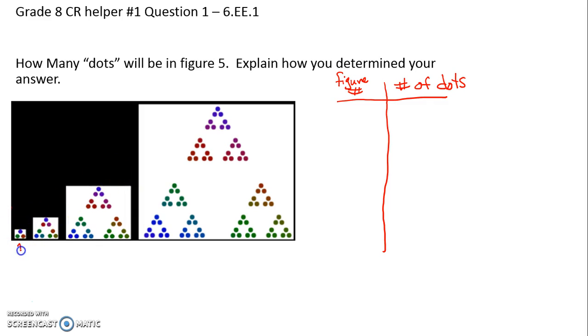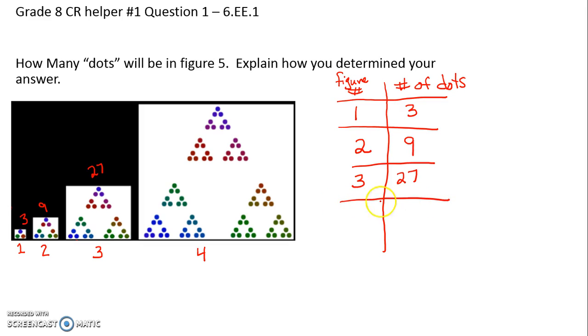So let's just call this figure number 1. This could be figure number 2, figure number 3, figure number 4. So if I look in figure number 1, there's 3 dots. Figure 2, there's 3, 6, 9 dots. In figure 2, there's 9 dots. Figure 3, it appears to now in this section, 3, 6, 9, 3, 6, 9, 3, 6, 9. Oh God, now we're up to 27. Here we were at 9, here we're at 3. So in our third figure, we're up to 27 dots.